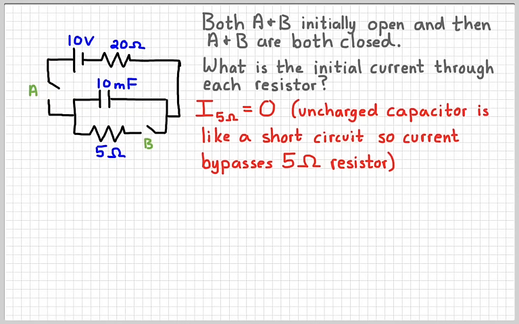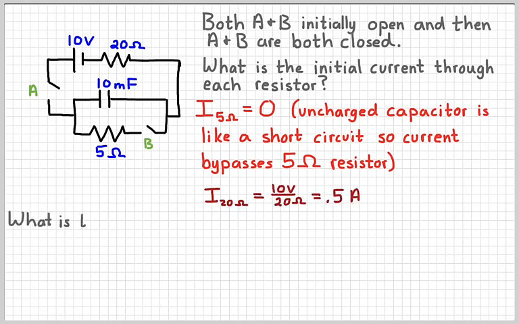Now as the capacitor gets charged up, that's going to change. If we get a little bit of charge on our capacitor, like this, now some of the charges in the current will follow the path through that resistor, and the 5 ohm resistor will have some current. That current will increase as the charge on the capacitor increases. So let's go back to the 20 ohm resistor real quick.